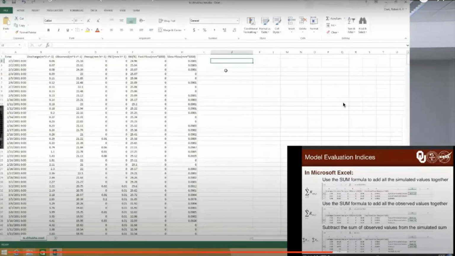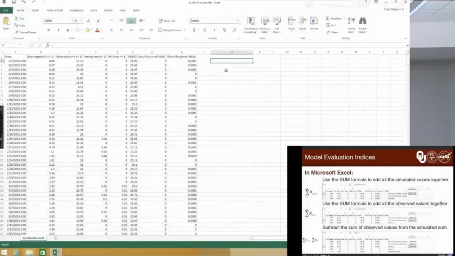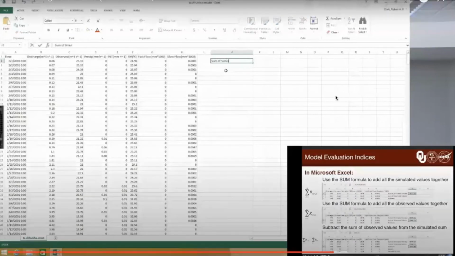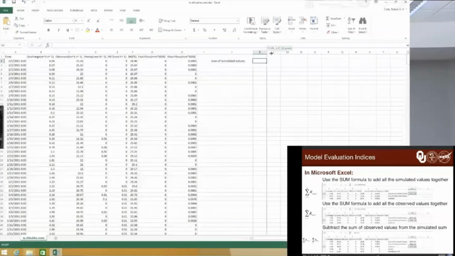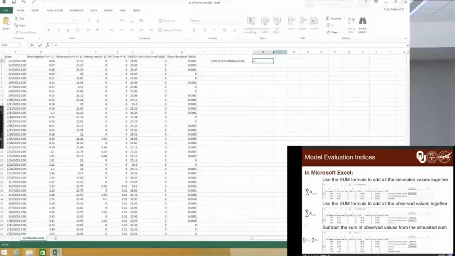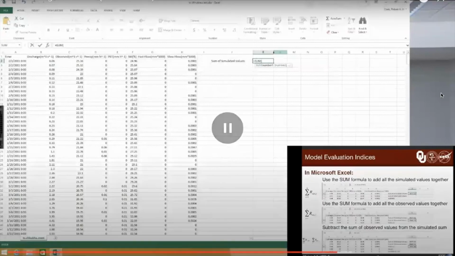And so I'm going to basically start off by calculating the bias. So here in cell J2, I'm going to have the sum of simulated values. And then in K2, I'm actually going to calculate this. I'm going to do equals, and then I'm going to say sum, and then a parentheses. And for this one, I want to add up all the simulated values.